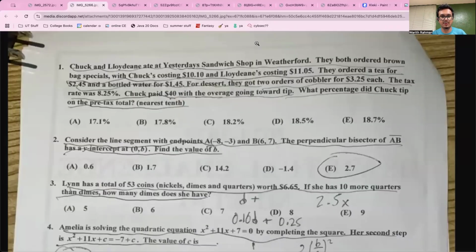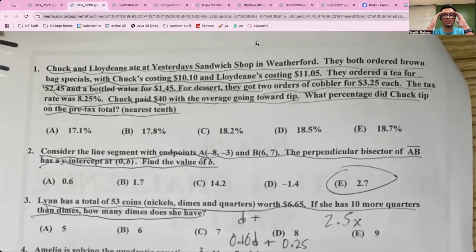But okay. So first question, we have two people, 10:10 and 11:05, tea for 2:45 and bottle for 1:45. Dessert, they got two orders of coffee for 3.25 each, and the tax rate was 8.25%. $40 with the overage going towards tip. Okay, that's weird wording. Okay, so we just need to figure out what the pre-tax total is.